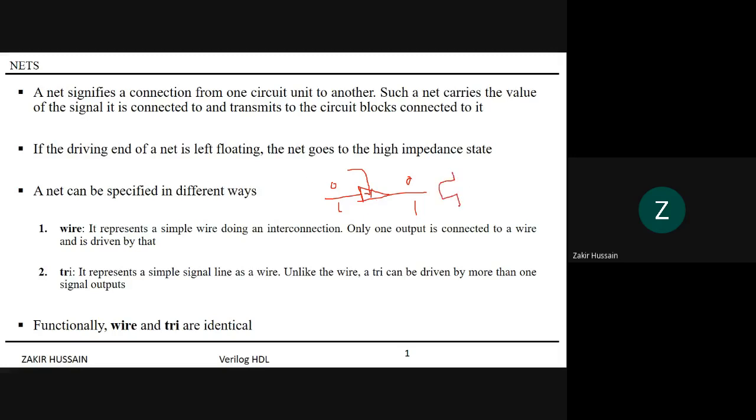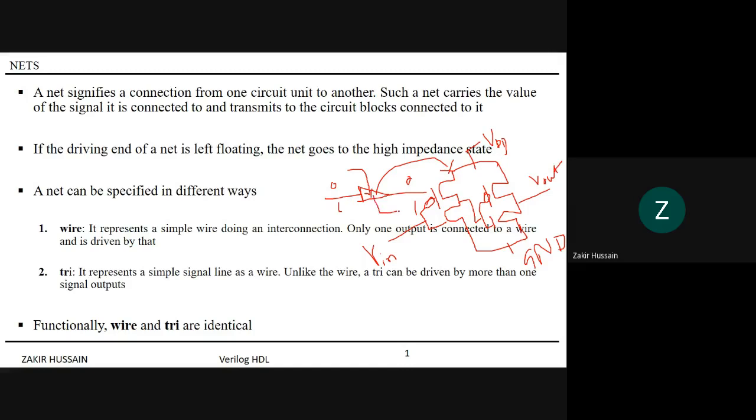Buffer is nothing but a simple inverter. You have an inverter and one more inverter. If these inverters are connected like this, internally these are the transistors actually. So this is your VDD in CMOS, and these are given to the ground. Now you have your V in here and you obtain your V out here. Inside this buffer, you have these transistors.